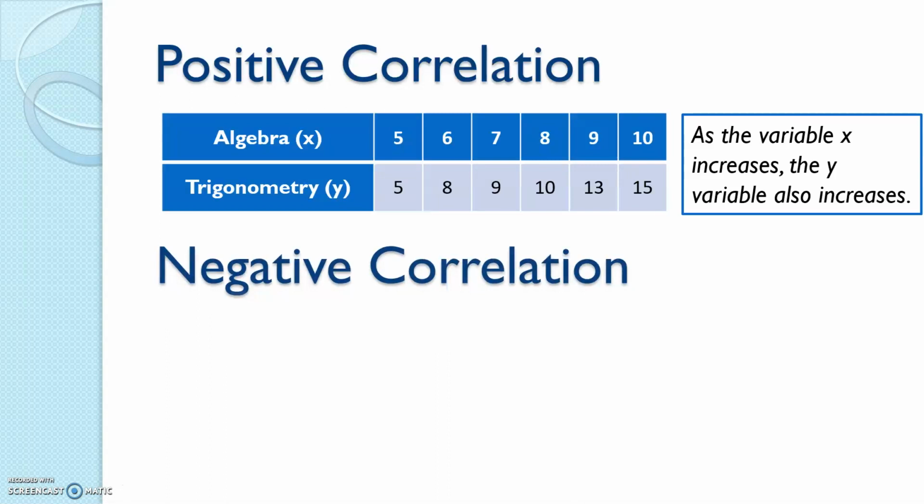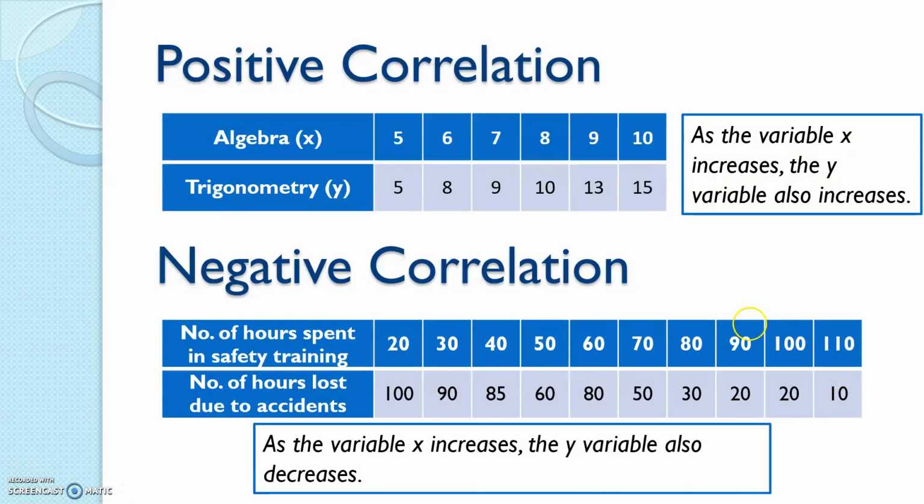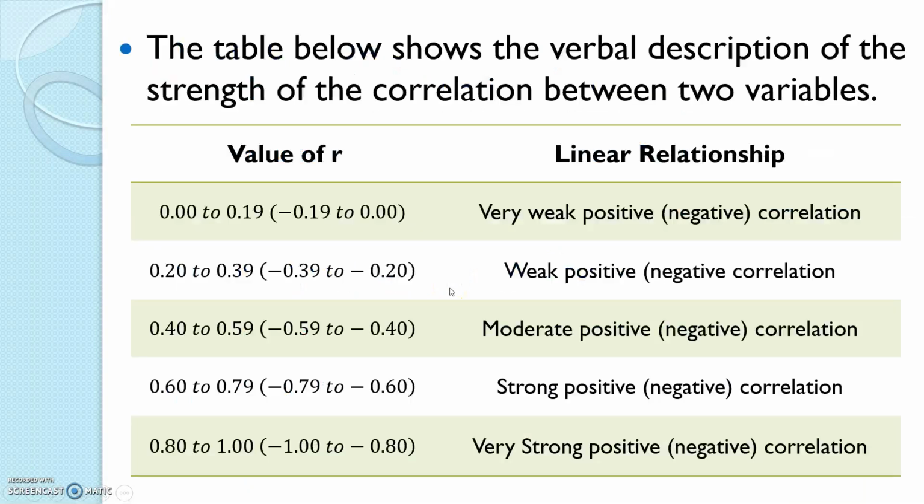Meanwhile, a negative correlation looks like this. As you can see, as the variable x increases, the variable y decreases. So it's an indirect effect. We can say that as variable x increases, the y variable also decreases, and that is a negative correlation.